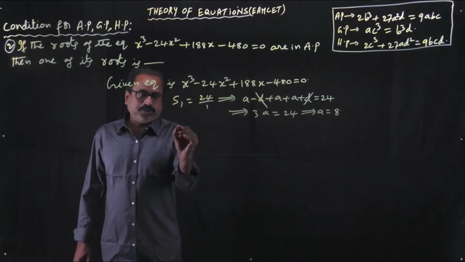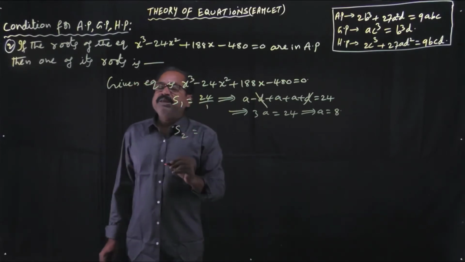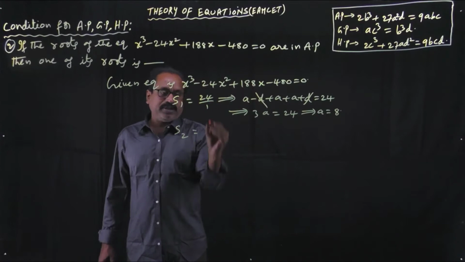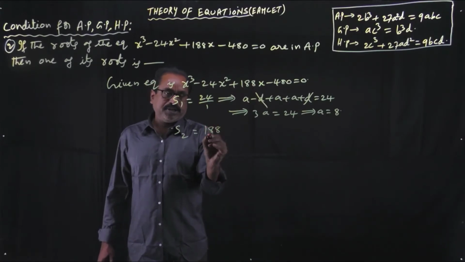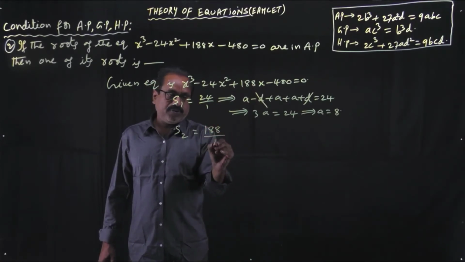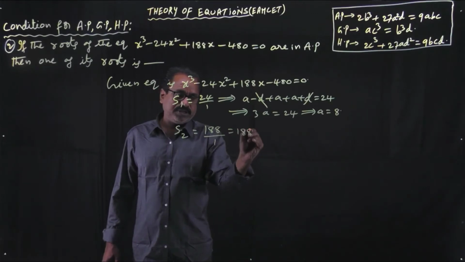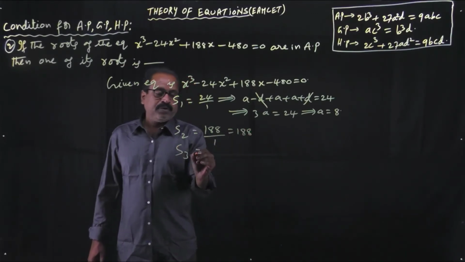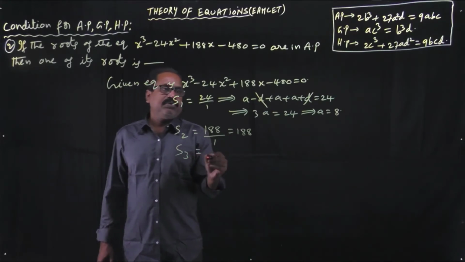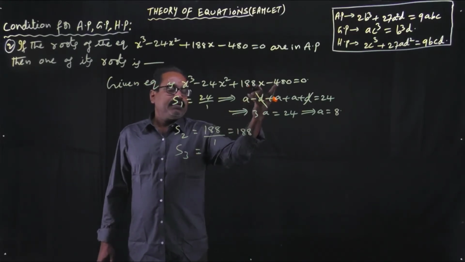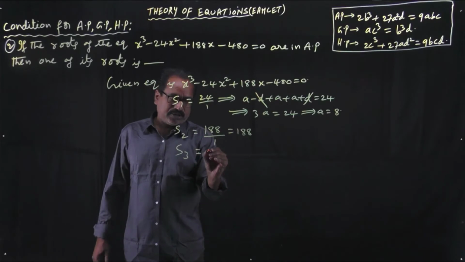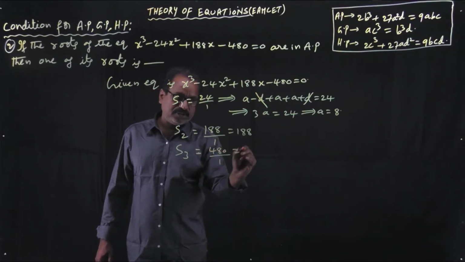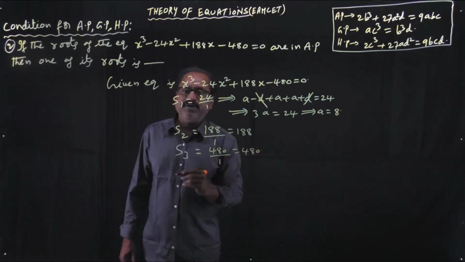S2, sum of the product of the roots taken 2 at a time, is a2 by a0, 188 by 1, is equal to 188. S3 is equal to the product of the roots, minus a3 by a0, minus of minus 480 by 1, is equal to 480.